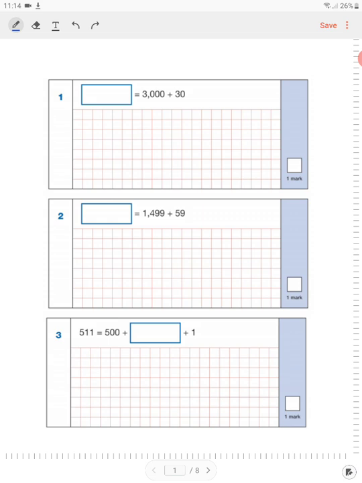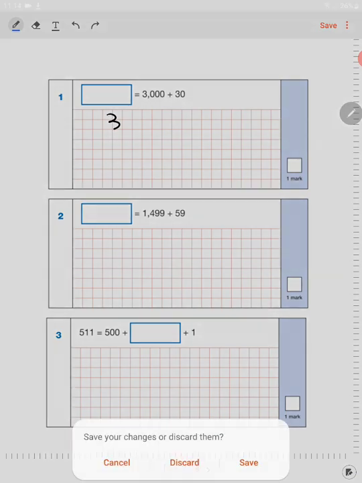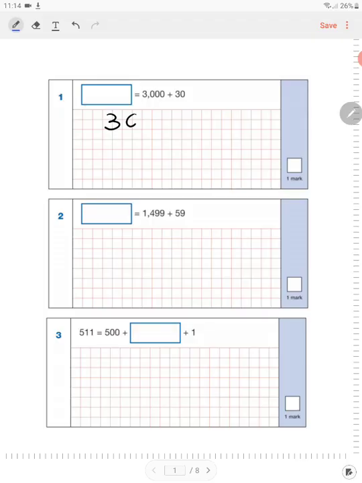So question 1, we're actually looking at this problem, 3,000 plus 30. You could easily do this in your head, but if you wanted to, then literally just write it down. Make sure your place value is correct, and you have simply got 3,030. The next question does take a little bit more work.